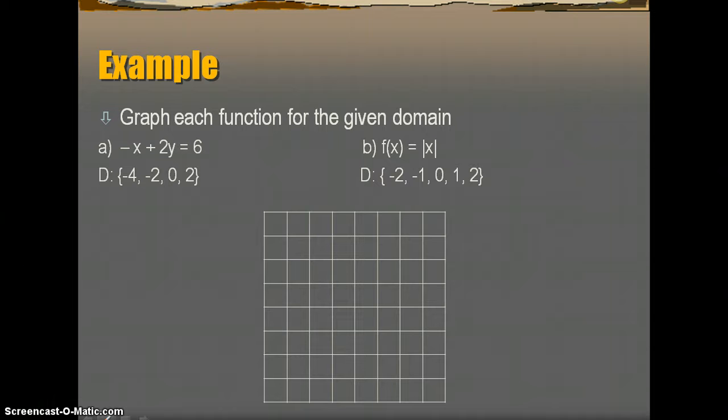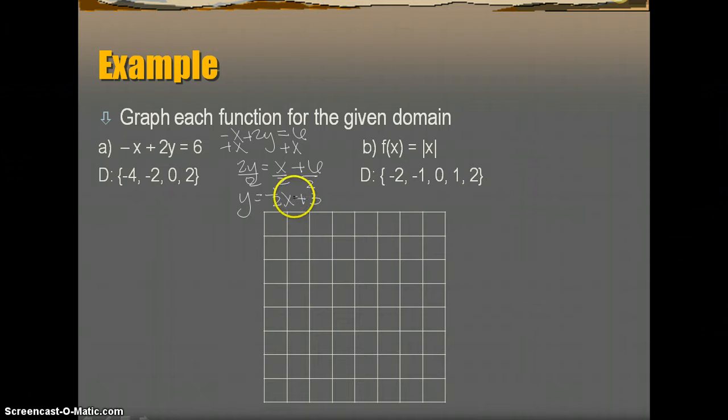I will be graphing both A and B on the same graph, but with different colors to distinguish between the two. The first thing that you need to do for A is to actually solve the given equation for y, so that's y equals. So if we take negative x plus 2y is equal to 6, add x to both sides, that gives you 2y is equal to x plus 6, divide by 2, and you'll get y is equal to 1/2 x plus 3.